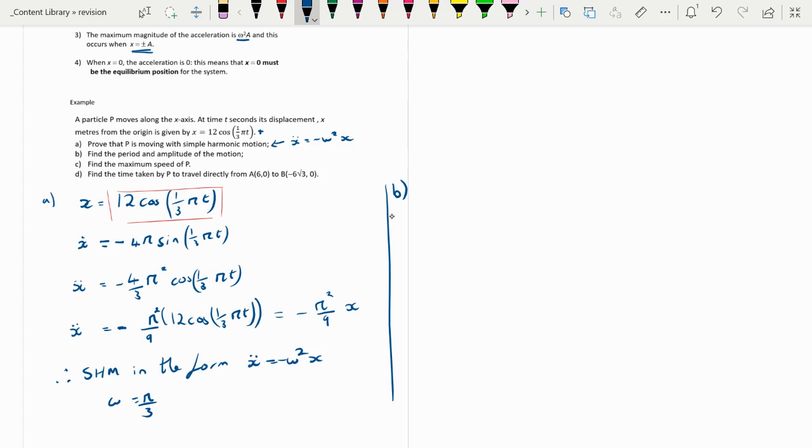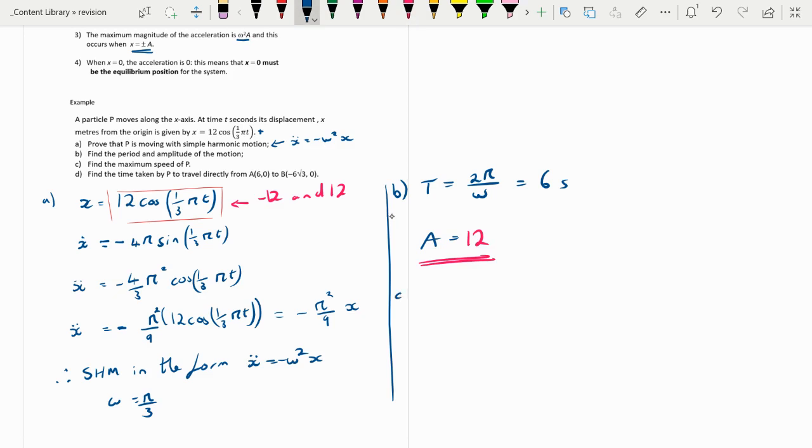Okay, so next one, find the period and the amplitude. In this scenario, let's use T very quickly. It's going to be 2 pi over omega, which is just going to give me 6 seconds. Now my amplitude for this one should be fairly straightforward, because this here can only go between minus 12 and 12, because no matter what values I put into cos, it only goes between minus 1 and 1. So my amplitude must be 12 in this case.